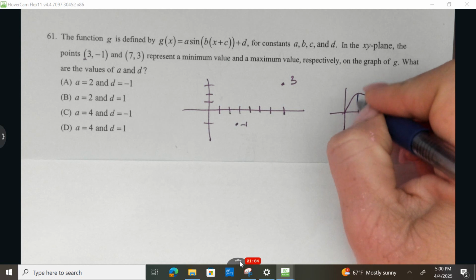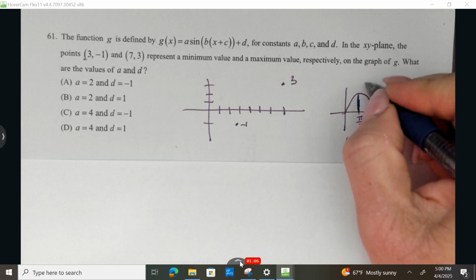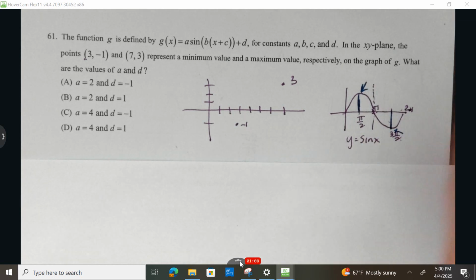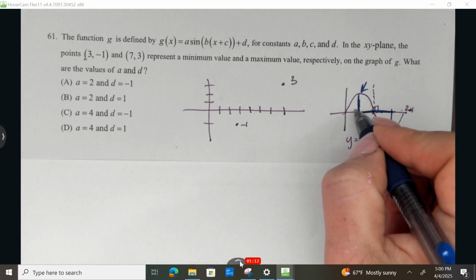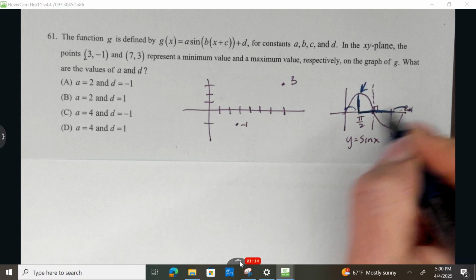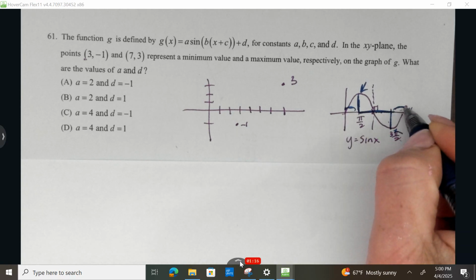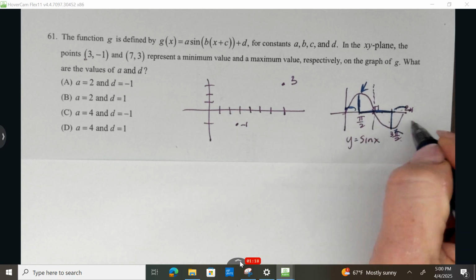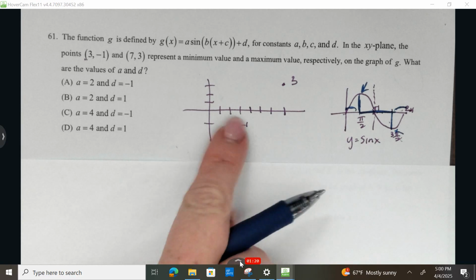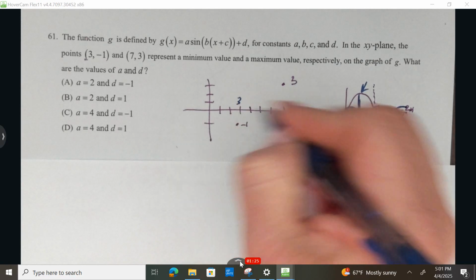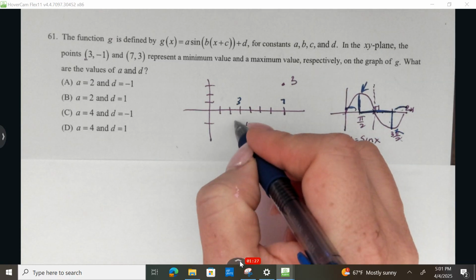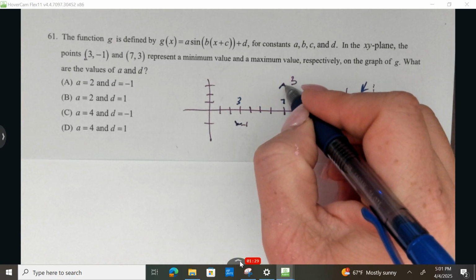So if I went from here to here, which is the maximum value and the minimum value, notice it's at half of this cycle. We still have these two parts, 1/4 to the right and 1/4 to the left, which are combined to be half of a cycle. I don't need to draw this picture. What I need to know is that we're at 3 here and we're at 7. This represents the minimum and this represents the maximum.